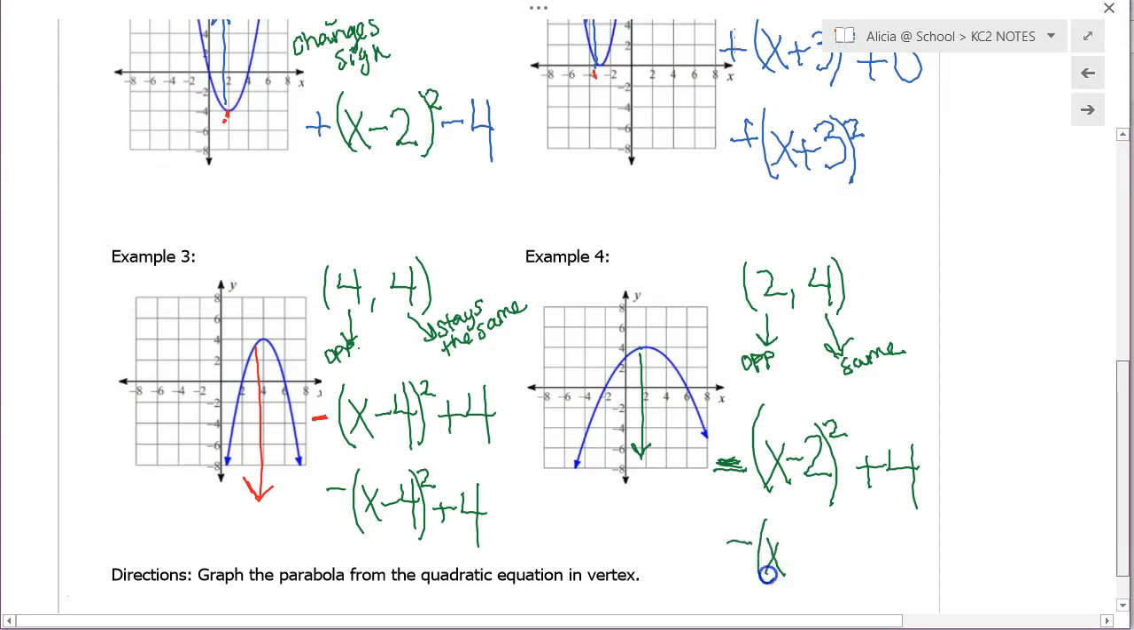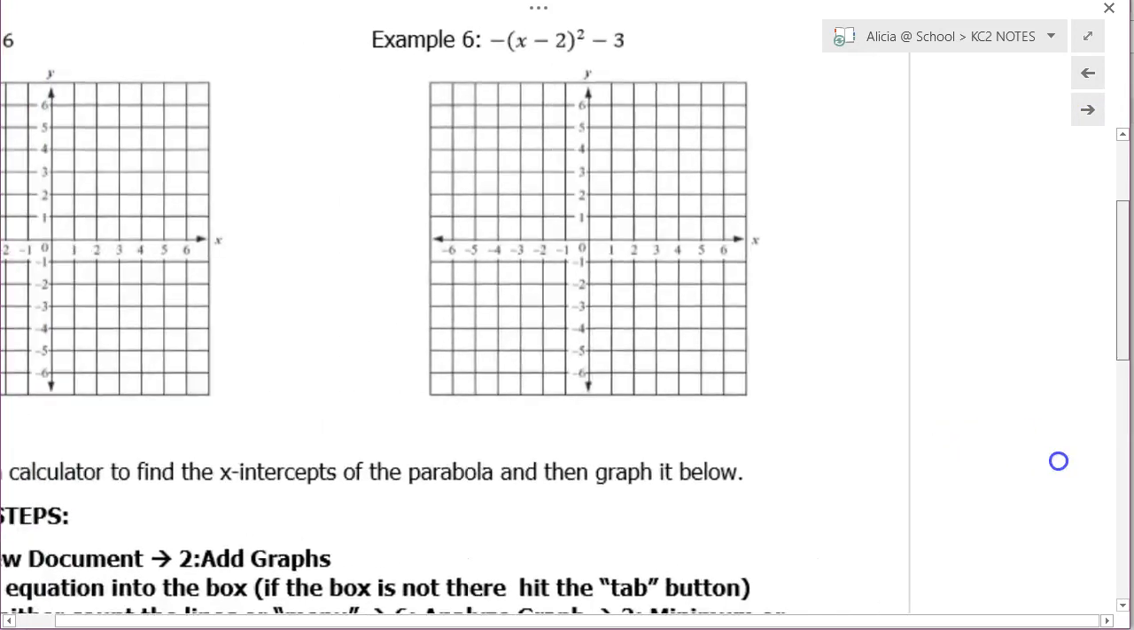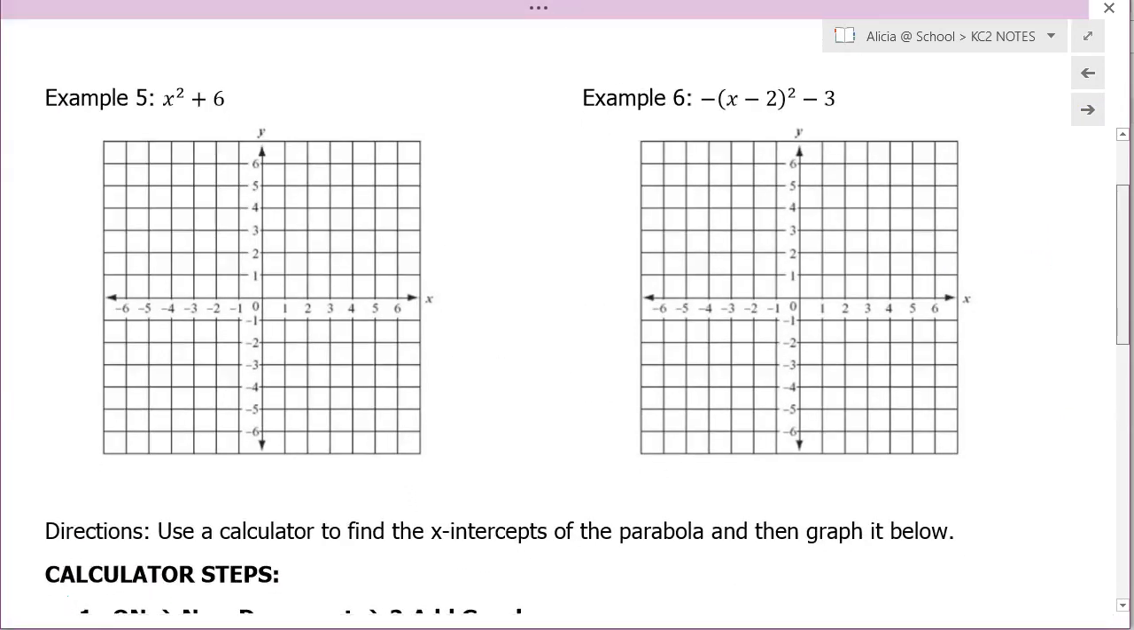So negative x minus 2 quantity squared plus 4. Alright? Well, looking at the next page, if you go ahead and flip over to examples 5 and number 6, now we have to pull out our vertex from an equation and then graph it. So looking at examples number 5 and number 6, I have two equations here.